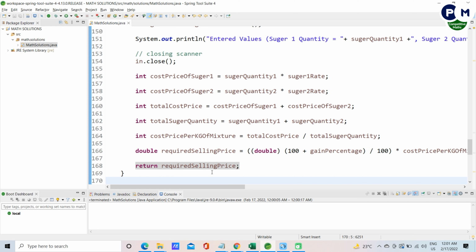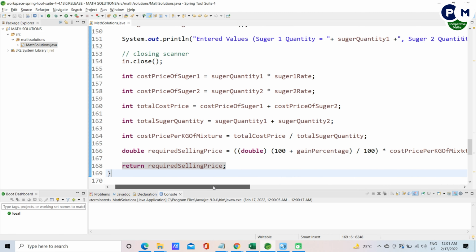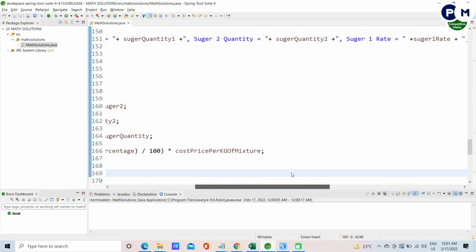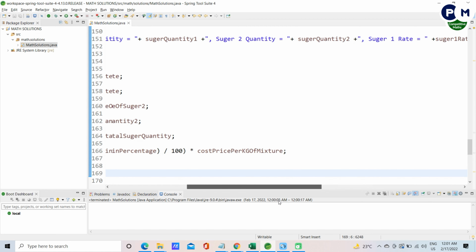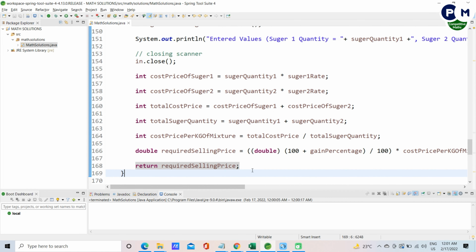Next, the cost price of sugar 1 is the product of sugar quantity 1 and sugar 1 rate. Similarly, the cost price of sugar 2 is the product of sugar quantity 2 and sugar 2 rate. Then, the total cost price is the sum of the cost price of sugar 1 and 2. Next, the total sugar quantity is the sum of sugar quantity 1 and sugar quantity 2. Next, the cost price per kg of mixture is calculated as total cost price divided by total sugar quantity.